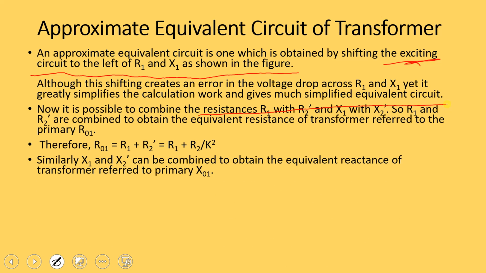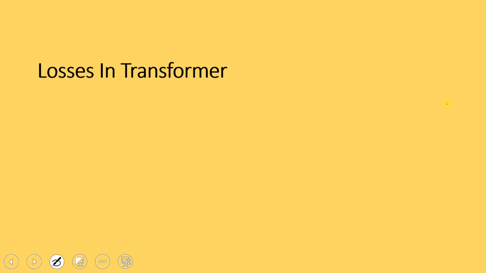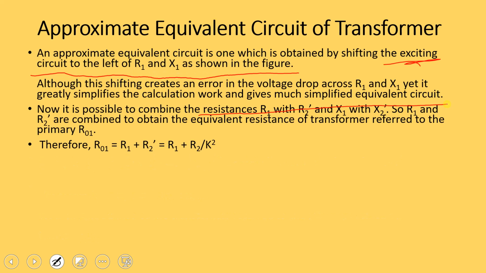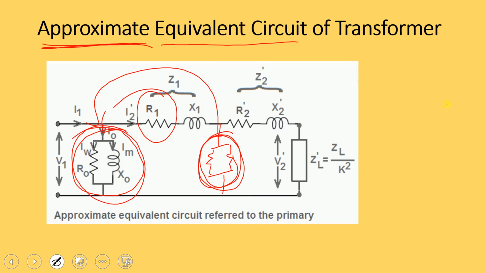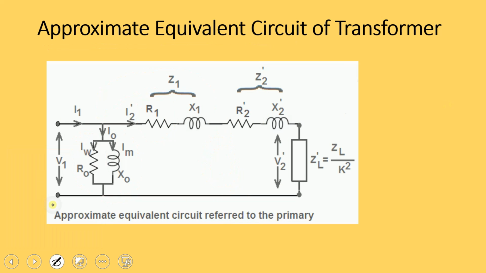Therefore R0, okay, if I am having the circuit, now when we are shifting it towards the left, we are combining this R1 and R2 dash, X1 and X2 dash, and this will simplify the calculations.